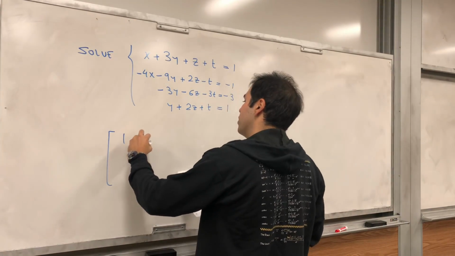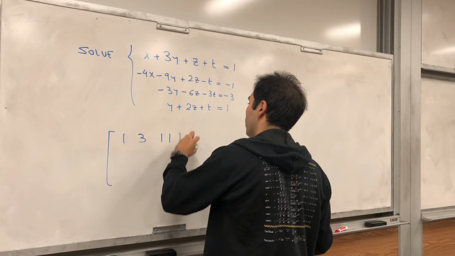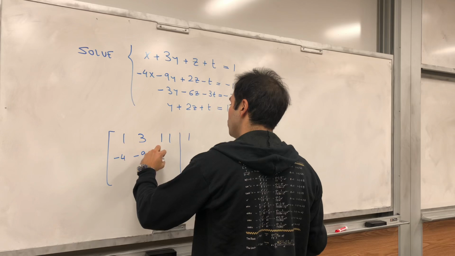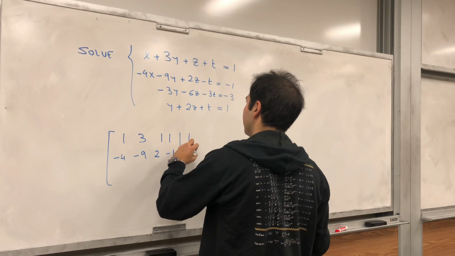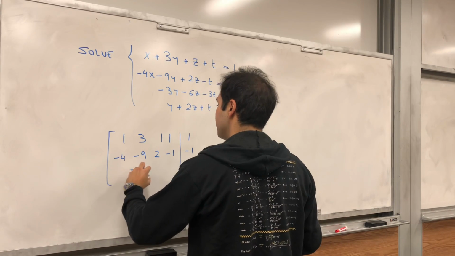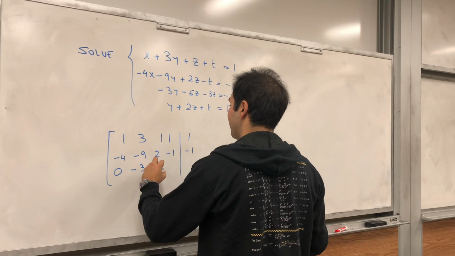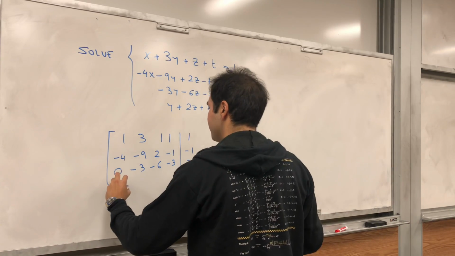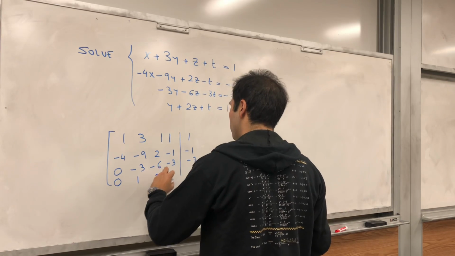So 1, 3, 1, 1, 1. And then minus 4, minus 9, 2, minus 1, minus 1. And then 0, minus 3, minus 6, minus 3, minus 3, and 0, 1, 2, 1, 1.